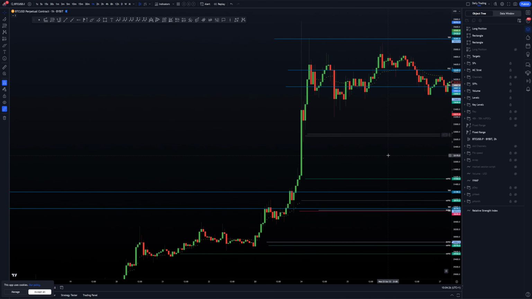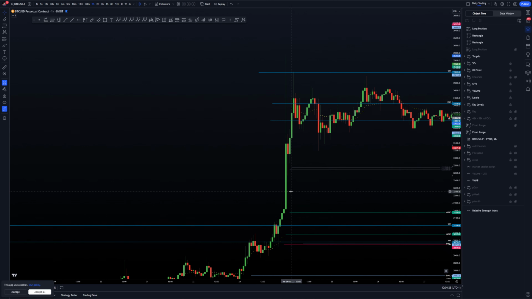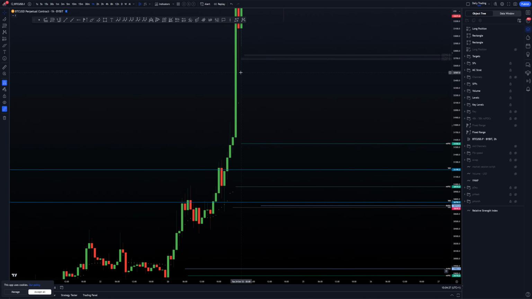If we start breaking this, we can simply look for the bottom of the pullback. You know, we have this nice quick push to the upside. We have a pullback, we form a bottom right here, a low. If we start breaking that low here with no swing through the pan or failed auction, we're simply going to look for a nice drop into 30,600 on Bitcoin.